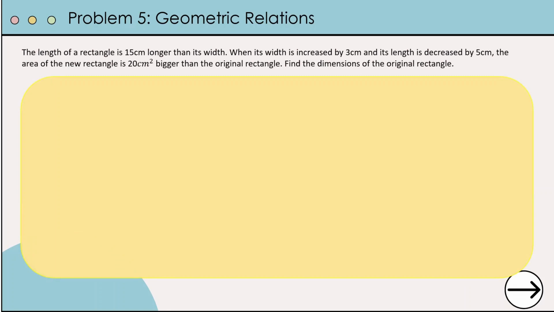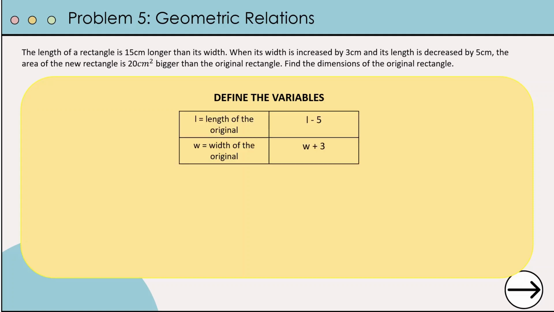Let's define our variables. Let's use a table to represent the values of the original and modified rectangle. On the first column, we have here the dimensions of the original, wherein L will represent length and W will represent width. On the second column, we have here the dimensions of the modified rectangle. In the problem, we decrease 5 centimeters in the length, so we will use L minus 5. And on the other hand, we increased 3 centimeters on width, so we will use W plus 3 to represent it.